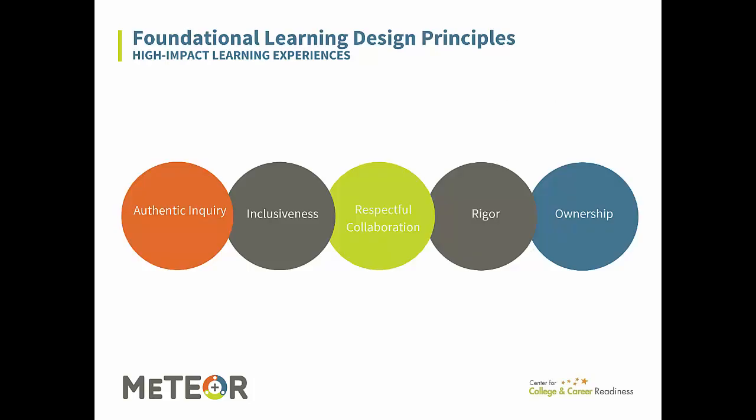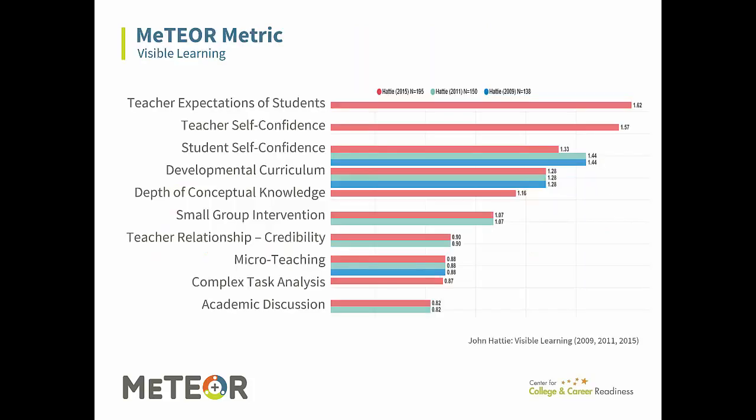Based on Meteor's 5 learning design principles, our webinar today focuses on authentic inquiry, those real-world relevant questions or tasks where students determine the questions they want to answer, research possible solutions, and provide evidence from reliable sources to back up their answer. We will also connect with rigor, what the students do and how educators need to set up experiences that challenge students. And as always, the design principles align to John Hattie's research in visible learning. Specifically, we'll discuss teacher expectation of students, depth of conceptual knowledge, and complex task analysis.